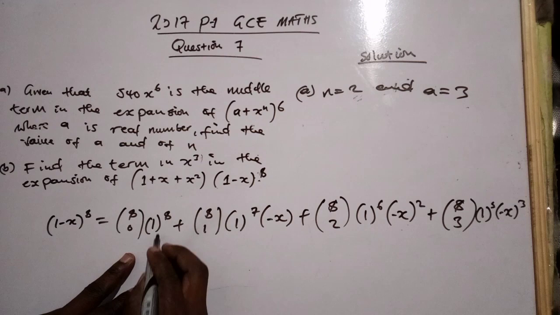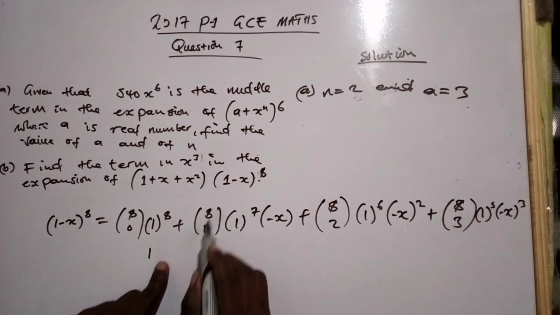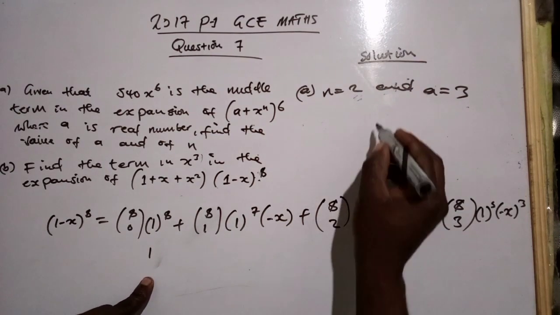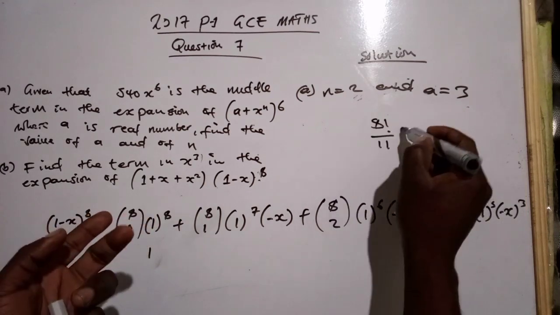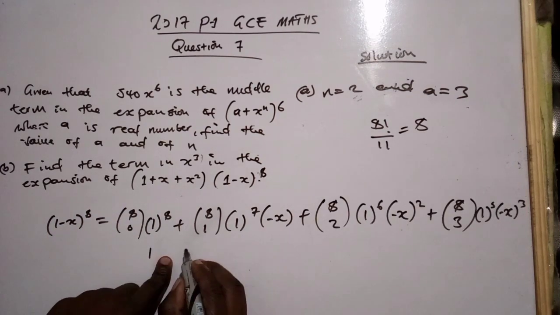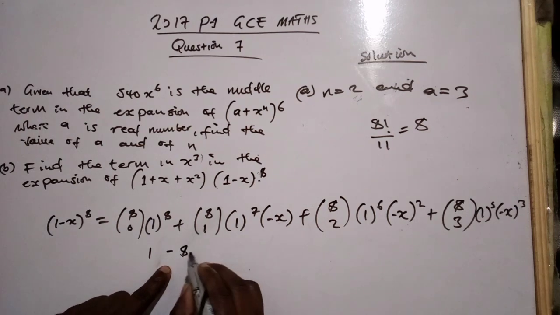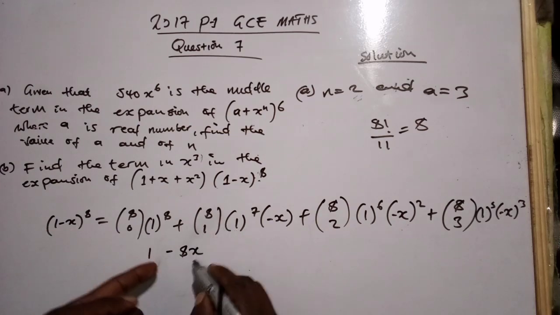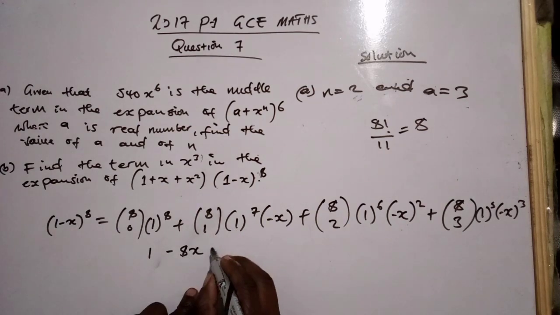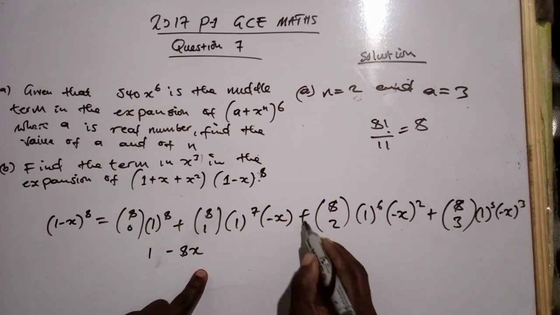Here 8 takes 0 is 1. So we are going to have 1 power 8, it is 1. Then 8 takes 1 is the same as 8 factorial over 1 factorial, so that means you only have 8. Because of this negative, you're going to have minus 8x, because 1 to the power 7 is 1. So 1 times 8x, you're going to have 8x. Then here, because of power 2, this negative will disappear. You're going to have plus.